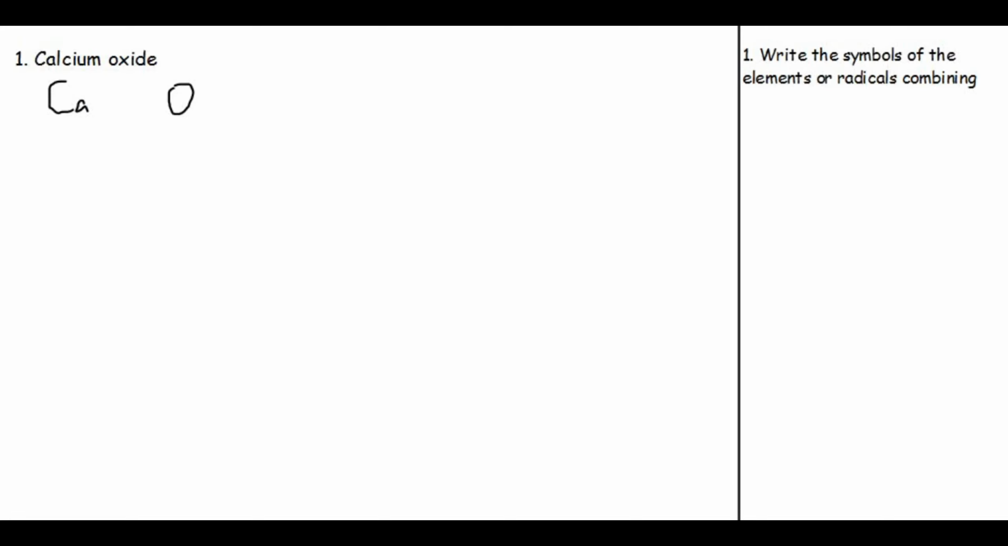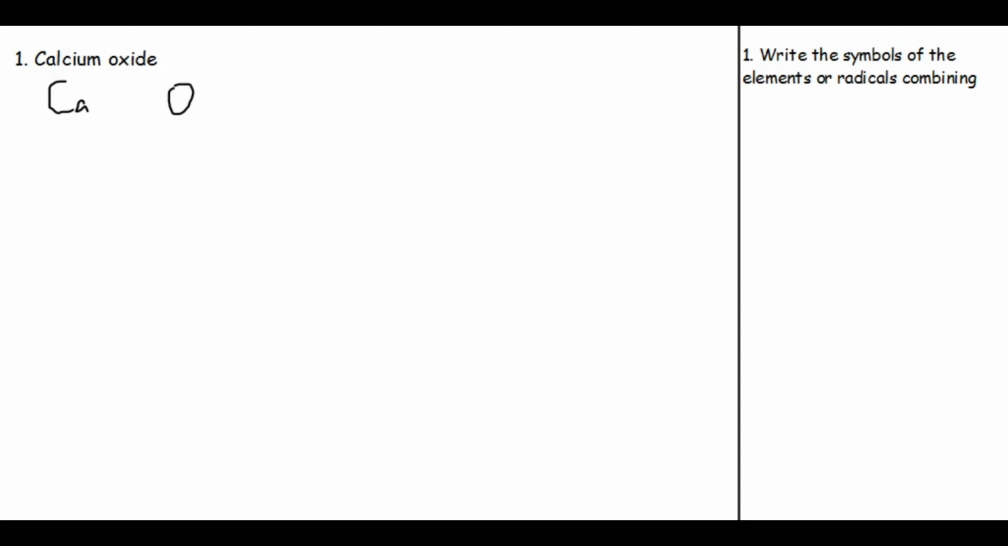chemical formula for calcium oxide, like I said before, the first step is to write the symbols of the elements or radicals that are combining. So from calcium oxide, we know from the name that it consists of calcium and oxygen, which you can see on the screen. We have the symbols of calcium and oxygen.